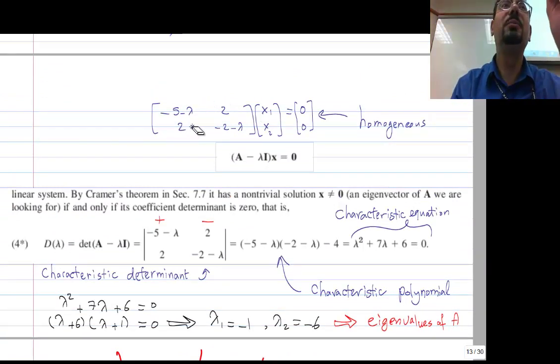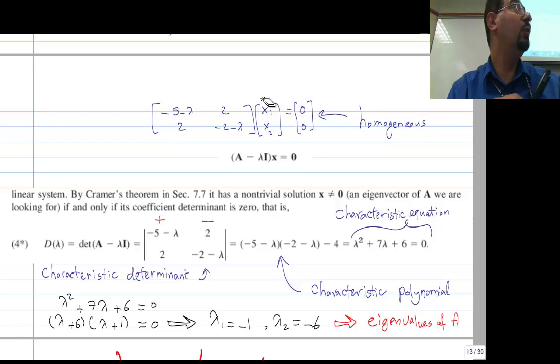For each lambda there's a solution, x1 and x2. That solution is called the eigenvector corresponding to that value of lambda.